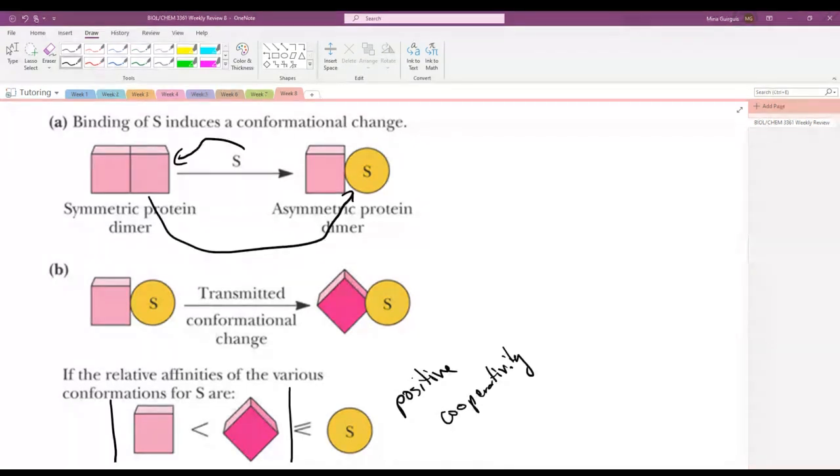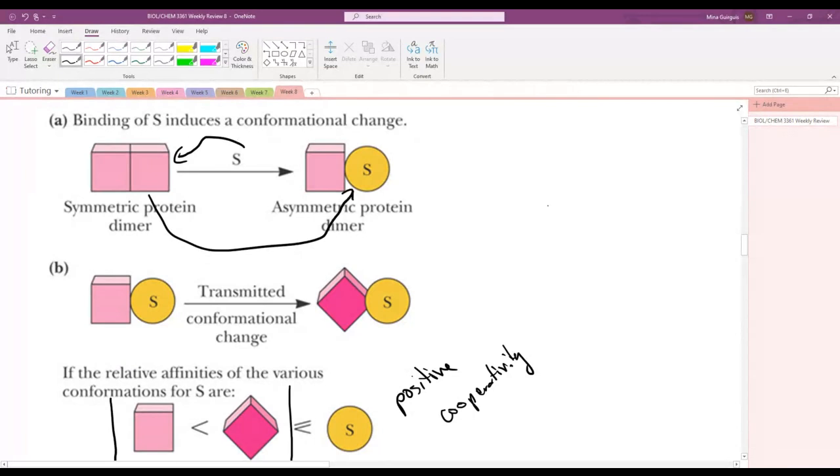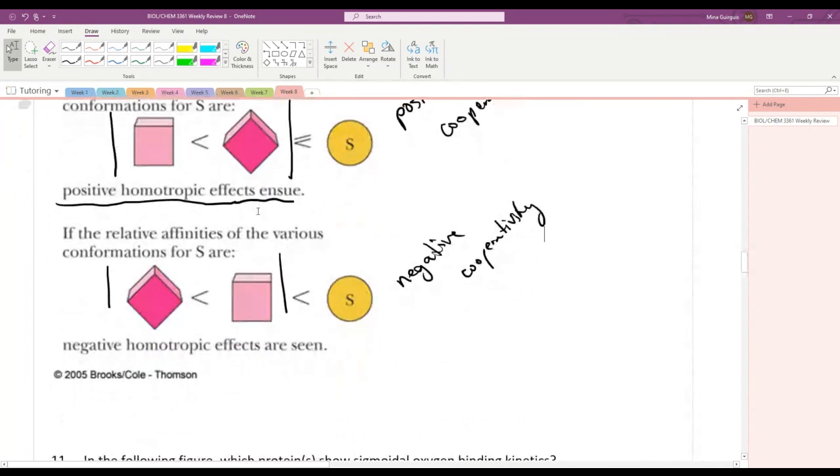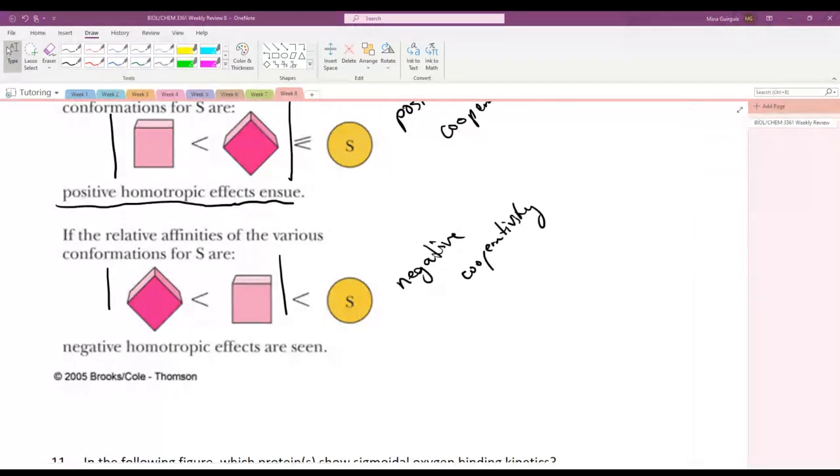But when the second subunit changes, the unbound subunit, we have to ask ourselves, which form is better for binding? The original form or this new changed form? And if the original form is better, we have negative cooperativity because we decreased our binding. And if we changed that second subunit into a better form, then we have positive cooperativity because the binding is increasing. Okay? All right. So that is the basics of the two models.